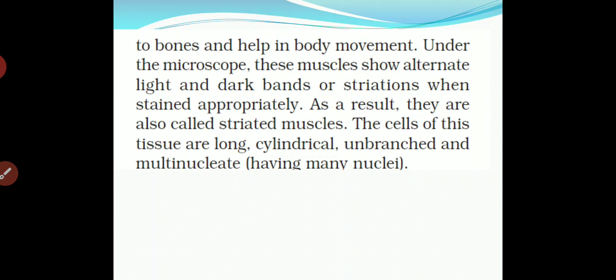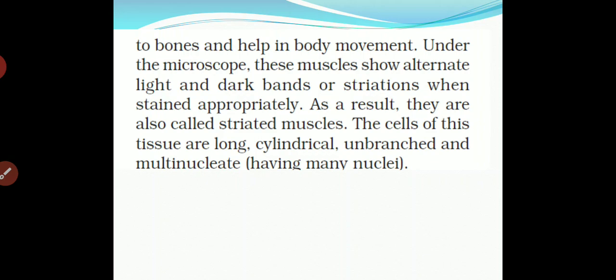So once again I am repeating, what is a voluntary muscle? Muscles which are under the control of a particular body, which can easily move, contract as well as relax, due to the decision of that particular body. Those muscles are said to be skeletal or voluntary muscles. Under the microscope, these muscles show alternate light and dark bands or striations when stained appropriately.